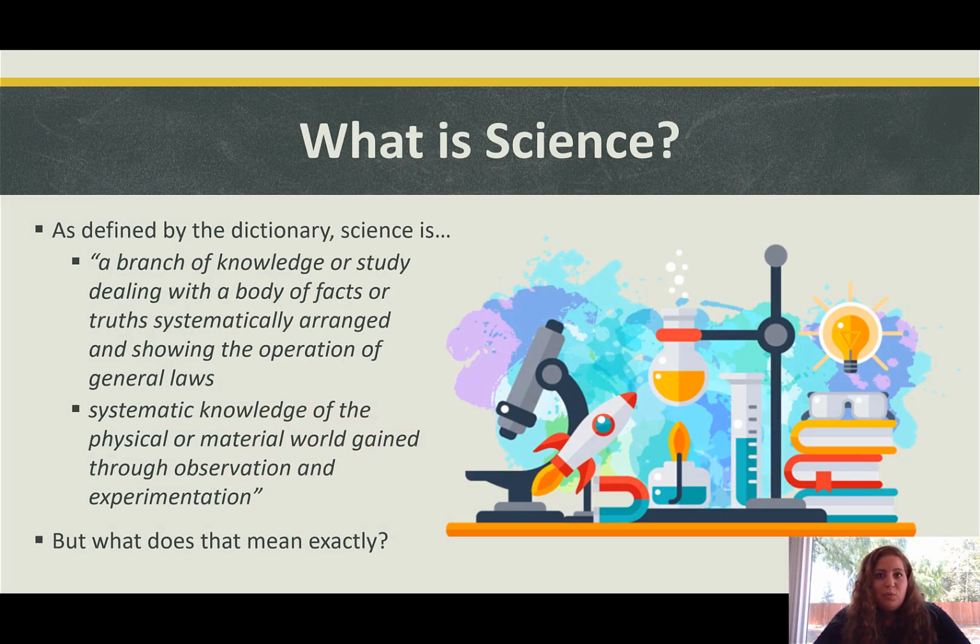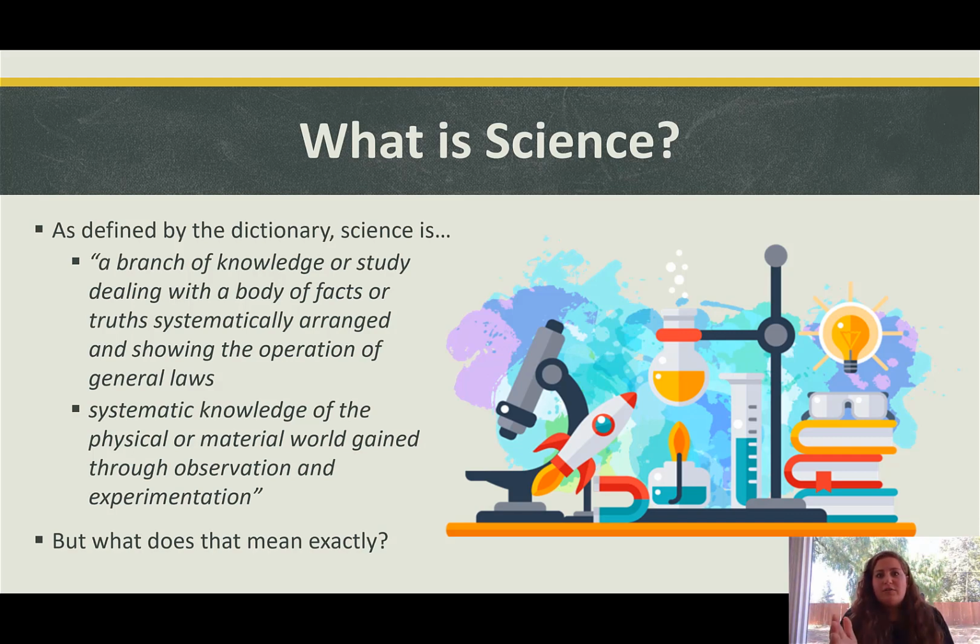So first of all, what is science? Have you ever stopped to think about that? It's defined by the dictionary as a branch of knowledge or study dealing with a body of facts or truths systematically. Oh my gosh, this is boring. Basically, definitions from the dictionary can be rather drab. So let's really think about this.